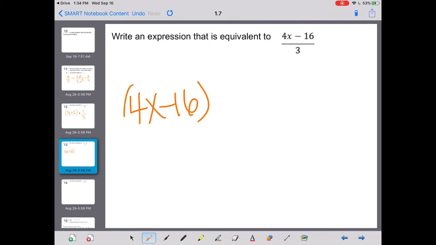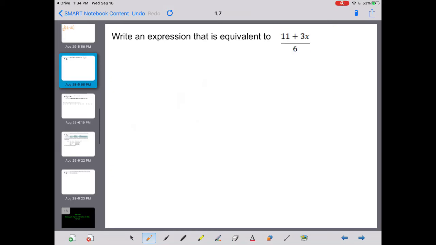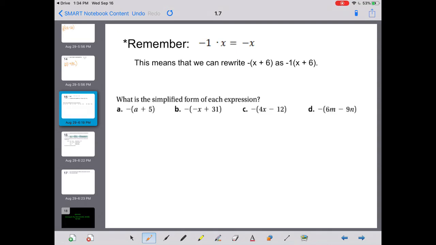Okay, so 4x minus 16 times 1 over 3. Then when I distribute this out, it'll end up looking just like it did when we started. 11 plus 3x all times 1 over 6.